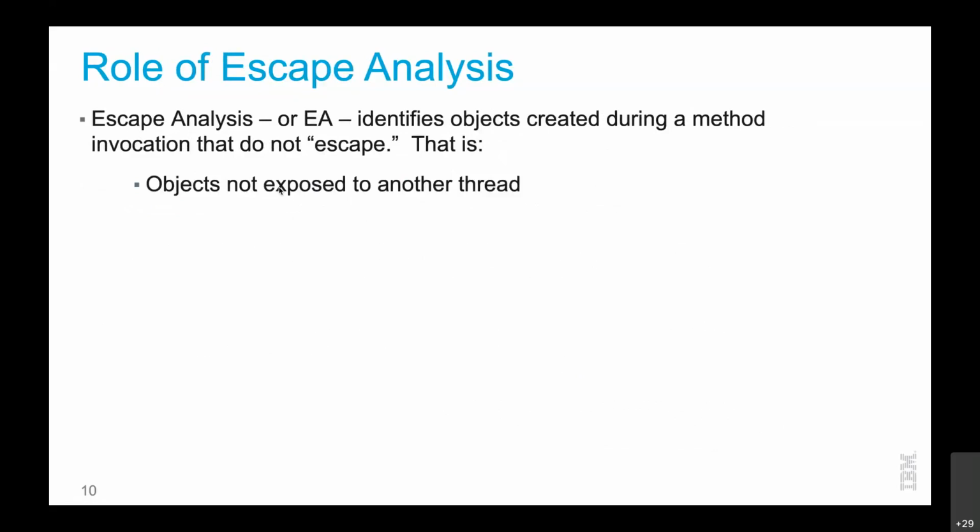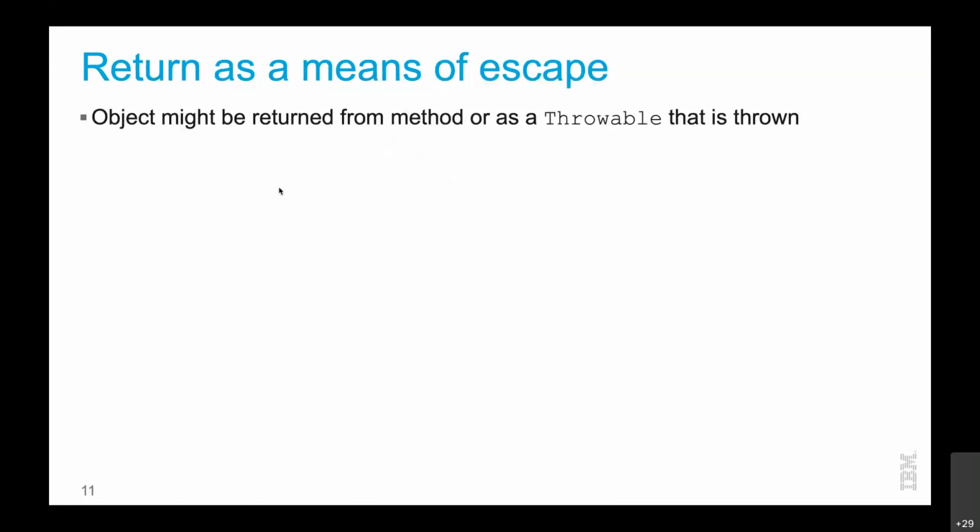To escape means that the object is exposed to another thread or outlives this method invocation. So we want to find the objects that do not get exposed to other threads during a method invocation and that do not outlive this method invocation. So what are some of the means by which an object can escape?